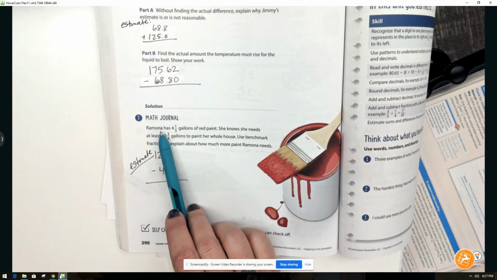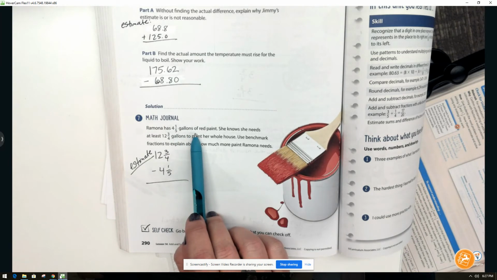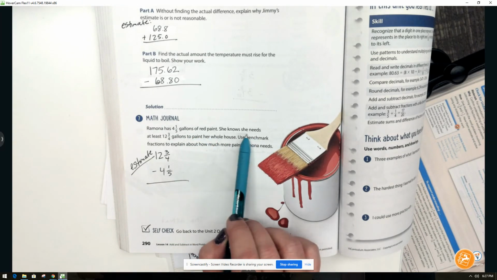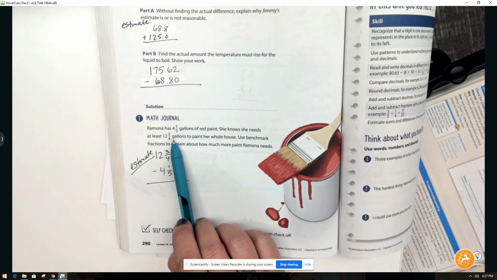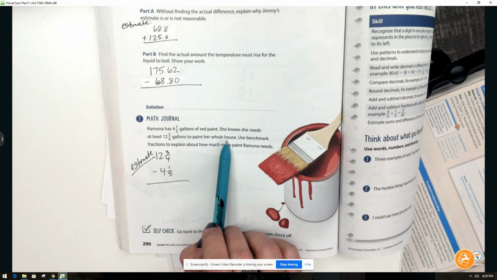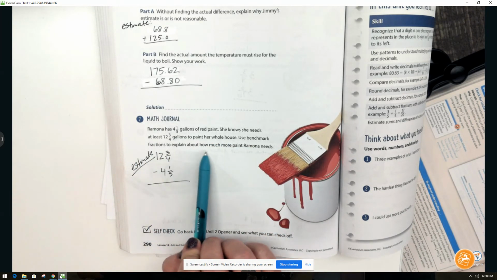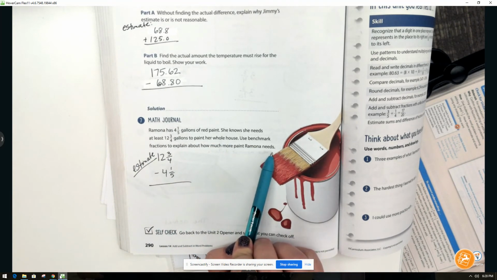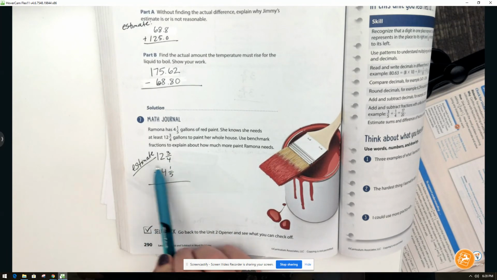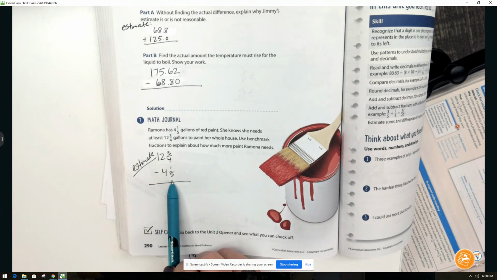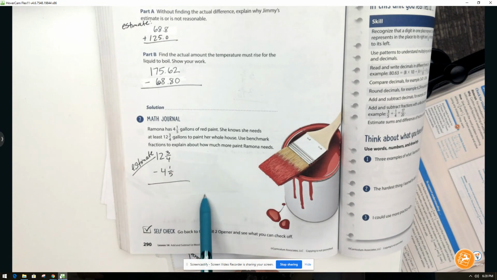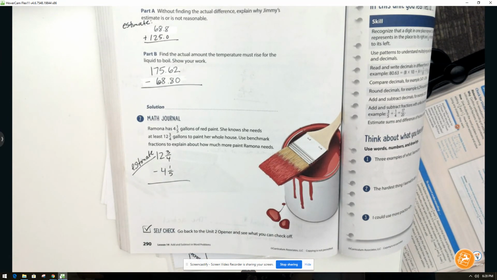For number 7, Ramona has 4 1/5 gallons of red paint. She knows she needs at least 12 3/4 gallons to paint her whole house. Use benchmark fractions to explain how much more paint Ramona needs. So you're going to estimate. You're going to round both of these to the closest benchmark fraction and then subtract them and tell me about how much more paint she needs.